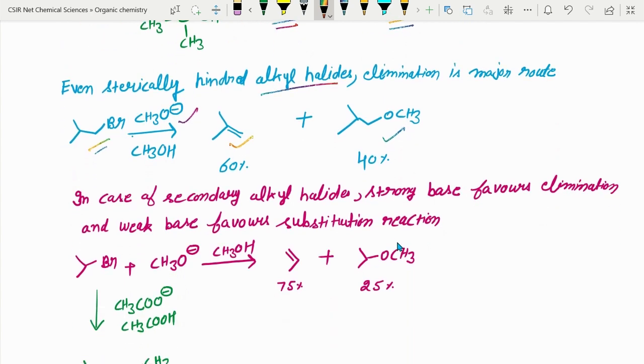In another case, if you use secondary alkyl halides, a strong base favors elimination and a weak base favors substitution reactions. If you use a strong base, there will be the major elimination product, like 75%. And the minor product will be the substitution product by the SN2 mechanism, and this will be 25%.